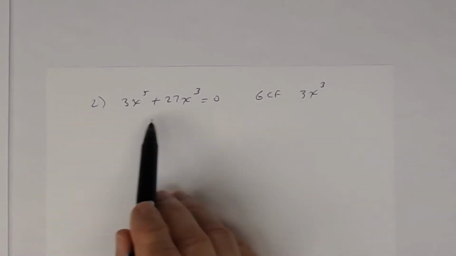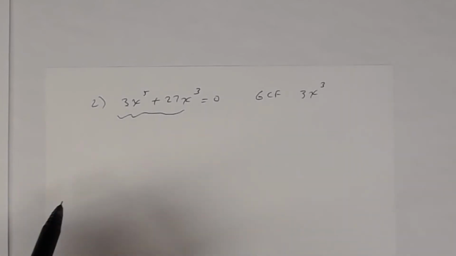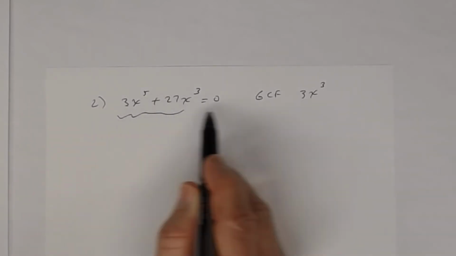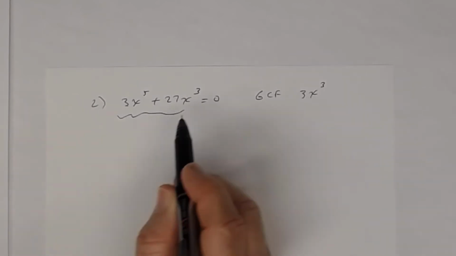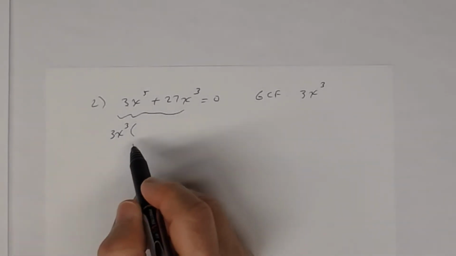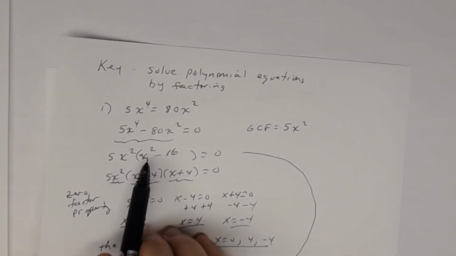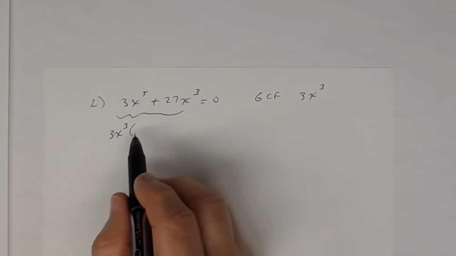So once I find the GCF, I'm going to rewrite the left-hand side. Remember, it's already in standard form. You already have 0 there. So I'm going to rewrite the left-hand side using this GCF, which is 3x cubed. And you just go through the same process like we did with this one. So you're going to use the distributive property to help you.